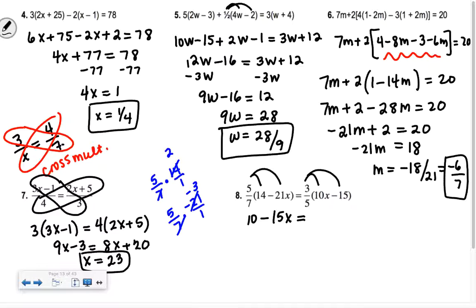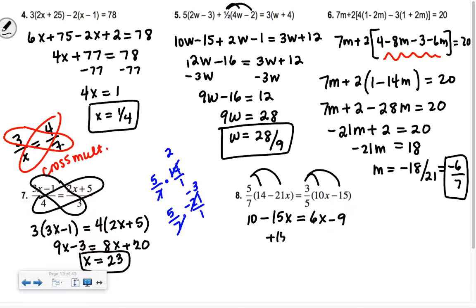The 10 and the 5 reduce to 2. 2 times 3 gives you 6, so 6x. The 15 and the 5 reduce to 3. 3 times negative 3 is negative 9. That equation is much better. Not scary at all, right? We can all handle this equation.